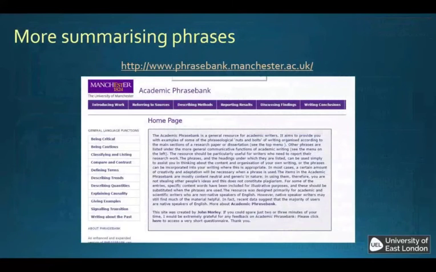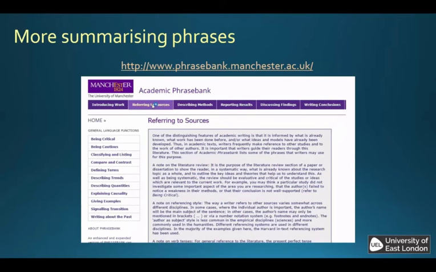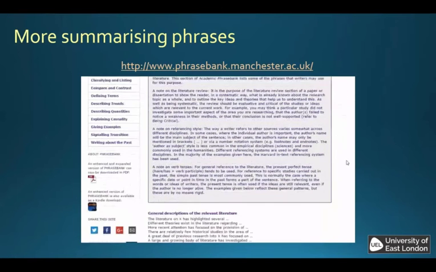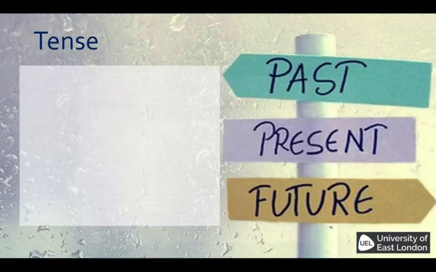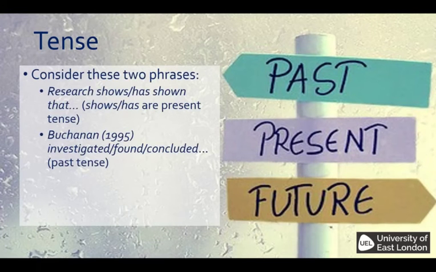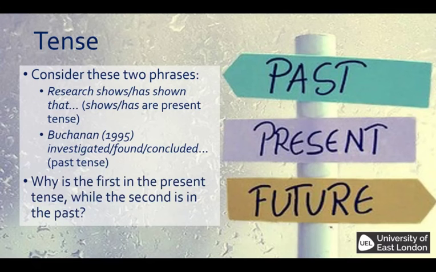The academic phrase bank contains a whole host of similar phrases, especially in the section on referring to sources. The transcript contains a sample of other phrases from the phrase bank that might be particularly useful. Another important feature of the language of summaries is whether we talk about research and findings in the present or past tense. Consider these two phrases. Why is the first in the present tense, has shown or shows, while the second is in the past, investigated, found, concluded?